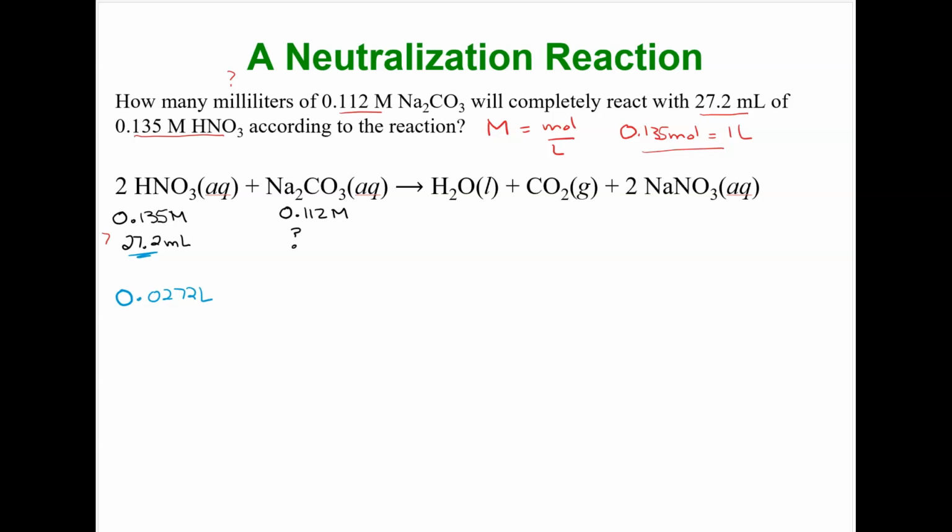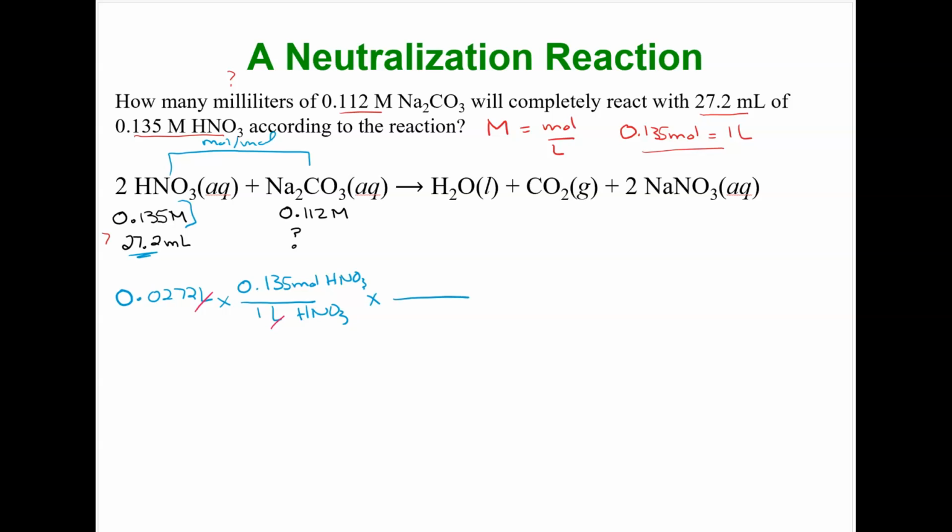0.0272 liters, I just converted that into liters of nitric acid. And also remember, whenever you are going between two things in a chemical equation, you need to use mole-to-mole ratios. So I'm going to go from volume of nitric acid to moles of nitric acid. And to do that, I'm going to use the concentration and the volume. So it's 0.135 moles of nitric acid per 1 liter of nitric acid. And this was nitric acid here, so these units have canceled.